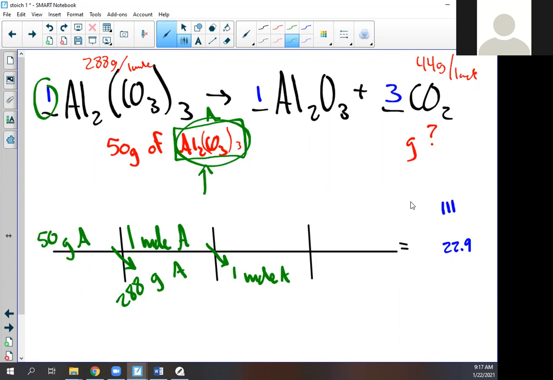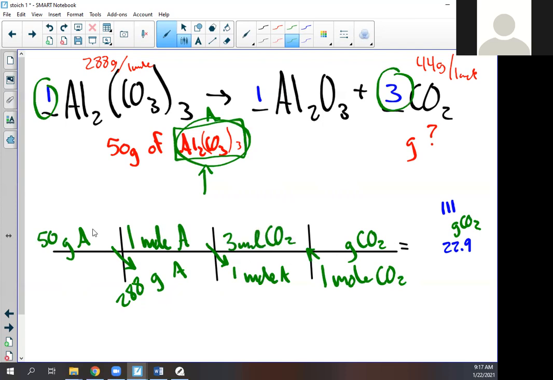Then coming over here, CO2 is not that bad, so I'll just stick with that. We were solving for grams of CO2, which meant this was grams CO2. And grams are always, always, always married to 1 mole of the same thing. Then up there, we have 3 moles of CO2. 50 times 3 times 44 divided by 288 most likely was 22.9.